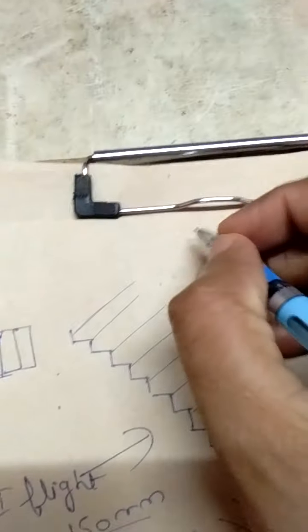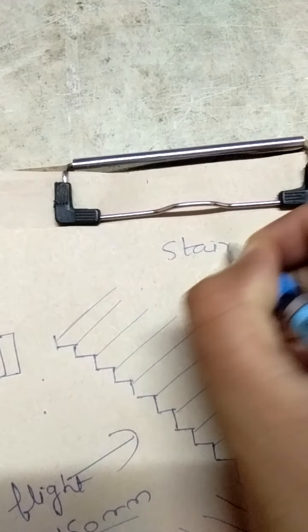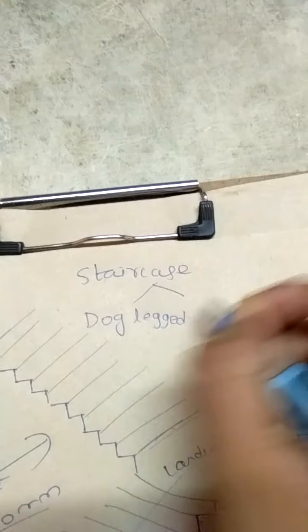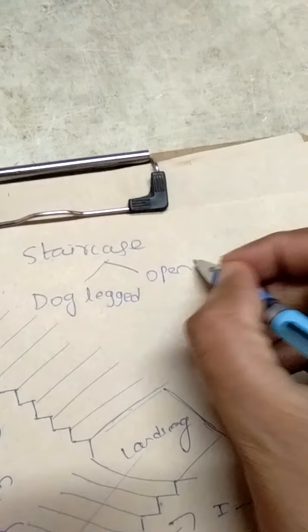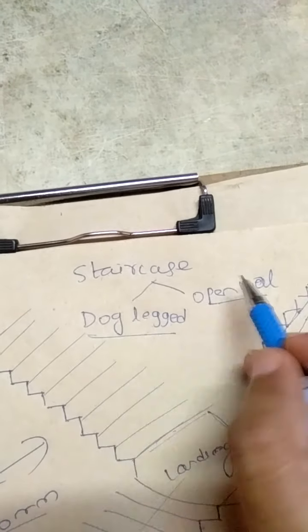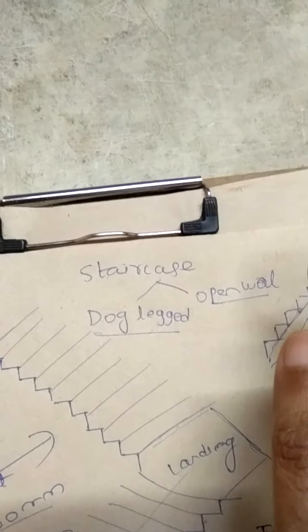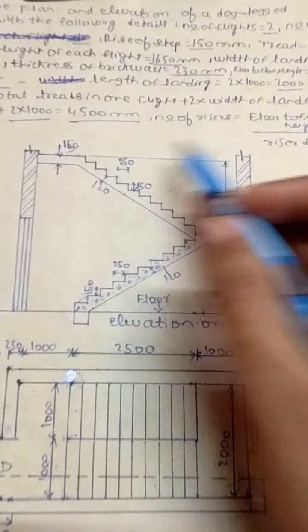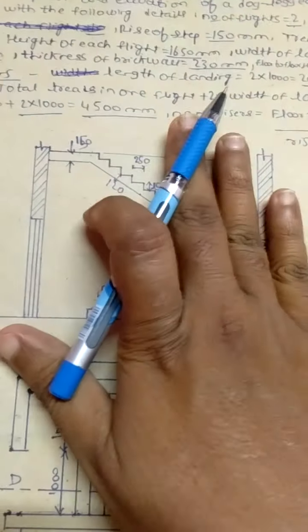Technicality means mainly, if we consider a staircase, usually we go for two classifications: dog-legged and open well. The dog-legged staircase and the open well staircase. These are the two classifications we usually go with, as a broad classification. In this diagram we are going to discuss the dog-legged staircase. So this is a dog-legged staircase.